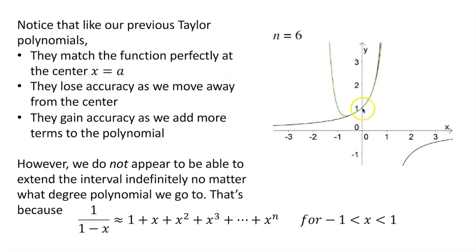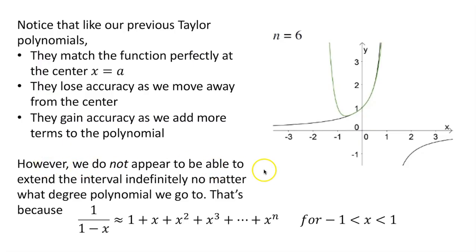away from the center. So as I start to get further away from 0, I can see this gap between the polynomial and the actual curve. And they gain accuracy as we add more terms to the polynomial. So the degree 1 polynomial was just a line, and that was a pretty terrible approximation, but this degree 6 one is better. It stayed closer to the function for longer.